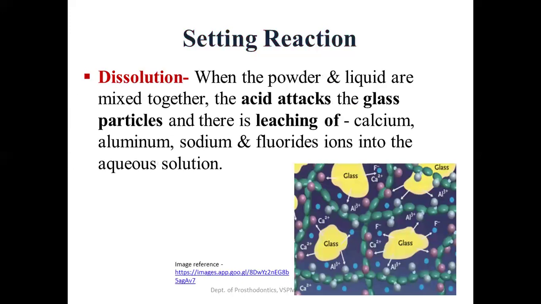Now when the powder and liquid are mixed together, the acid from the liquid attacks the glass particles, and there is a leaching of the calcium, aluminum, sodium, and fluoride ions into the aqueous solution. This is very similar to the silicate cement that we have seen. You can see in the picture the glass particle, when the polyacrylic acid attacks, there is a leaching of all the ions into the aqueous solution.